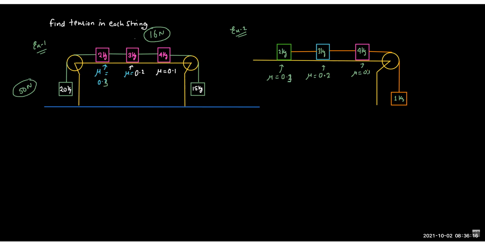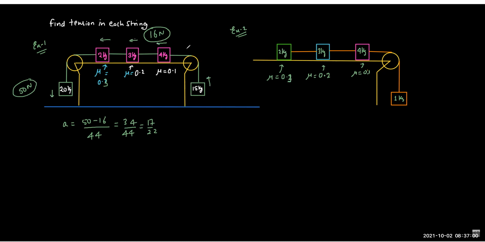So here things are really easy. Finding the acceleration is pretty easy. It's 50 minus 16 upon all masses, which is 35 plus 9. 35 plus 9 is how much? 44. So now we have 34 by 44, right? This is a value. So the acceleration turns out to be 17 by 22. And now we know the direction of acceleration, the mass will go up, and everything will go left here without any doubt.